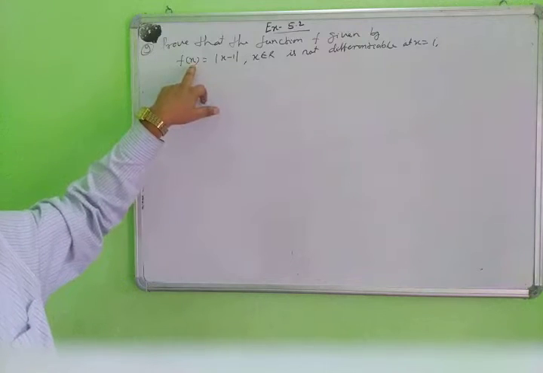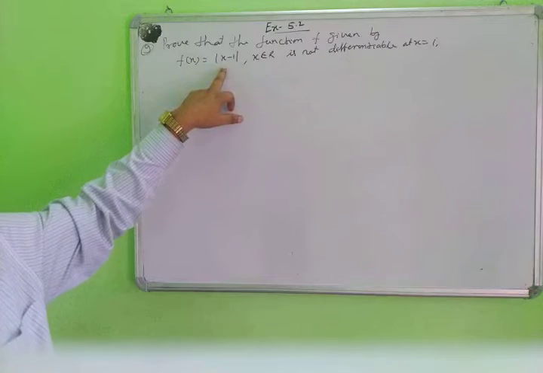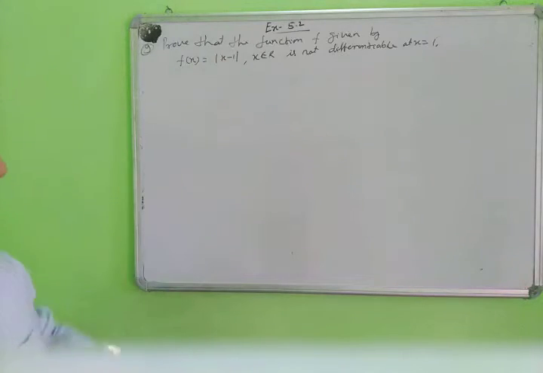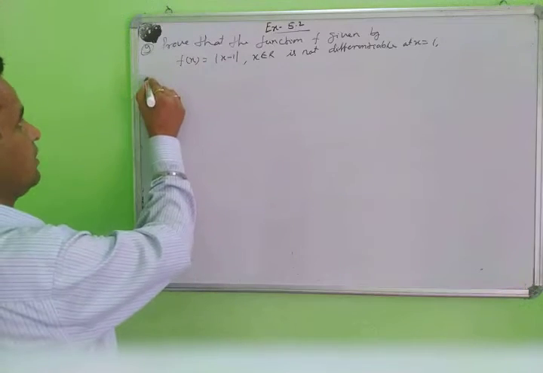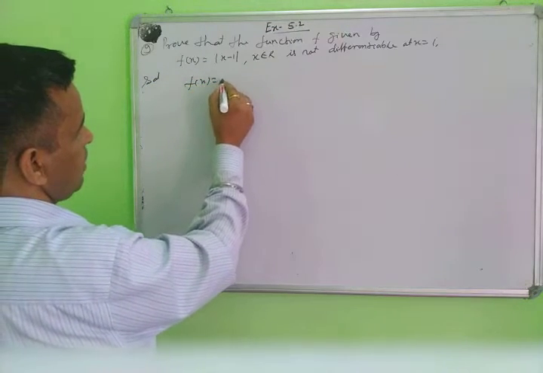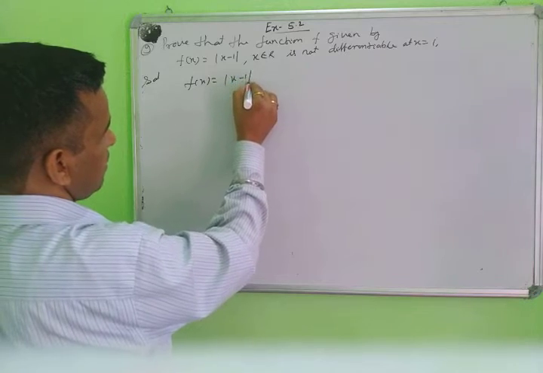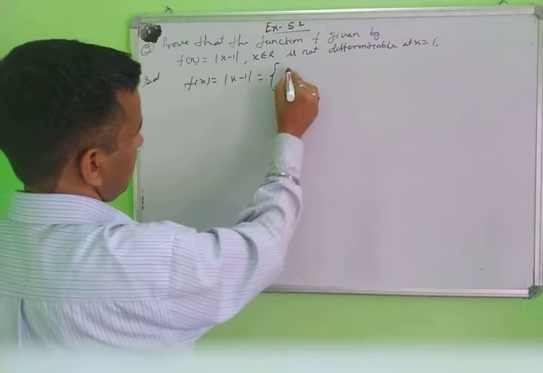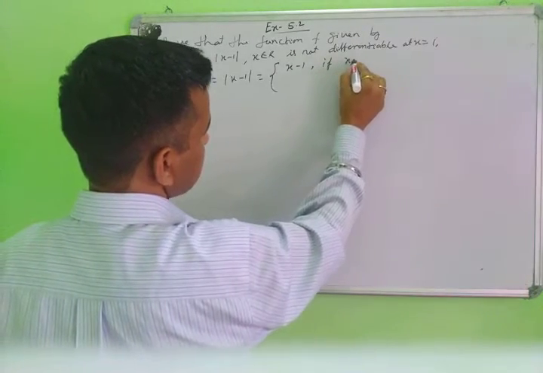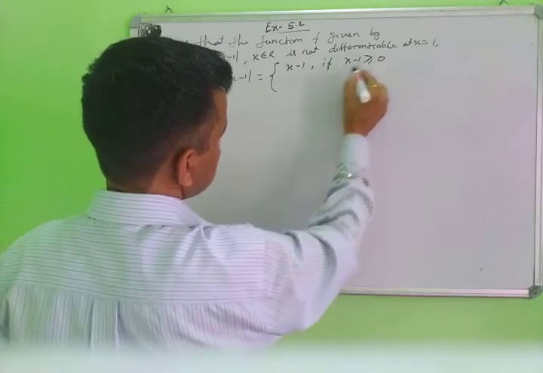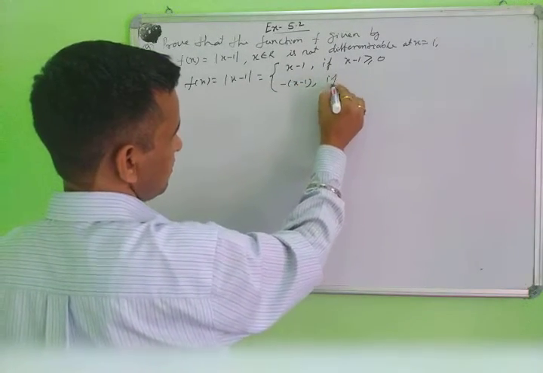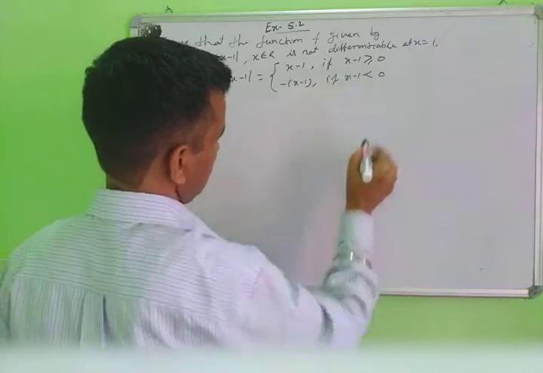First of all, this function is the modulus function. The possible value of the modulus function is of two types, positive and negative. First convert this, then start the solution here. Now the function given is f(x) equal to mod x minus 1. What are the possible values? x minus 1 is in positive form if x minus 1 is greater than or equal to 0, and minus (x minus 1) if x minus 1 is less than 0.